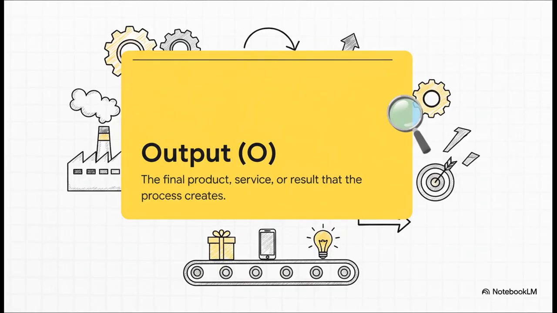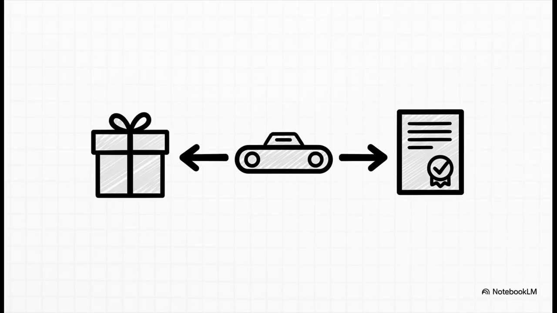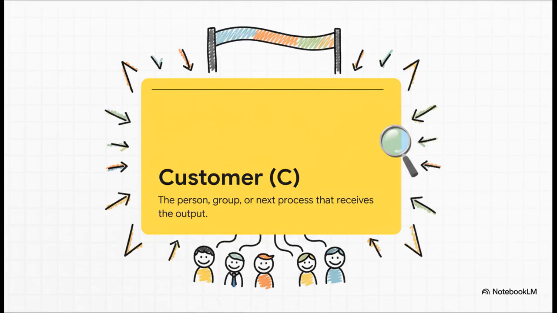Now we're at O for output. This is the tangible result of your process. What is the actual product or service that gets created and delivered after all those steps are done? In our example, there are 2 key outputs. The most obvious one is the delivered package itself, right? The physical product in the customer's hands. But another really important output is the receipt or the order confirmation, which kind of officially closes the loop on the transaction.